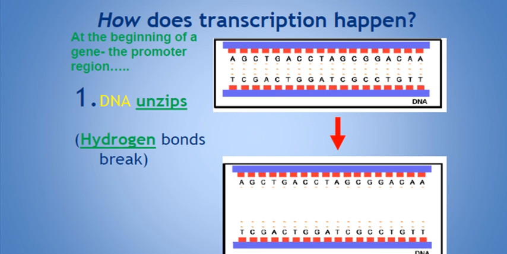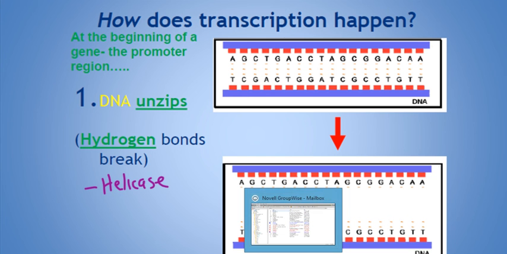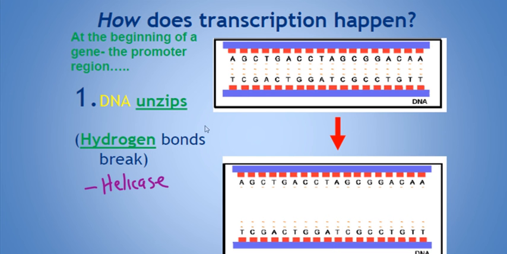So how does this happen? This is going to sound similar to DNA replication. DNA unzips. How does it unzip? Because we have our good old friend helicase to do so. It unzips at a particular location for that segment of DNA. So all these hydrogen bonds are going to be broken, and we have our two strands separate at that particular gene.